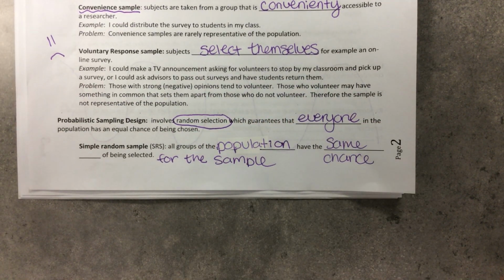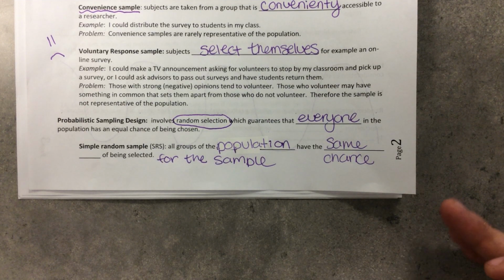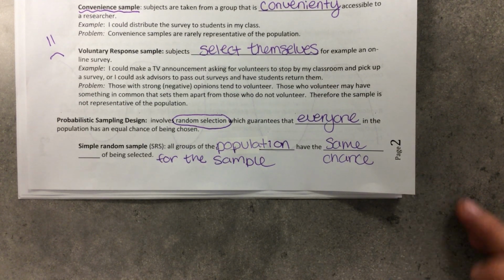So an example of that is if I wanted to do a survey of Apex Friendship High School, I could generate a list of student ID numbers and then randomly select 15 students. The more students you select, the better representation it's going to be. The bigger the sample, the better representation. But if you randomly choose, if we put names in a hat and pick them out, that is a great way to get a decent representative sample.